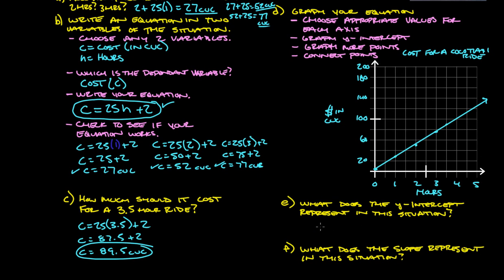Last two things here, what does the y-intercept represent in this situation? That's the cost to get in the cocoa taxi, basically the startup cost, right? Okay, and what does the slope represent in this situation? That is the cost per hour to ride in the cocoa taxi, right?